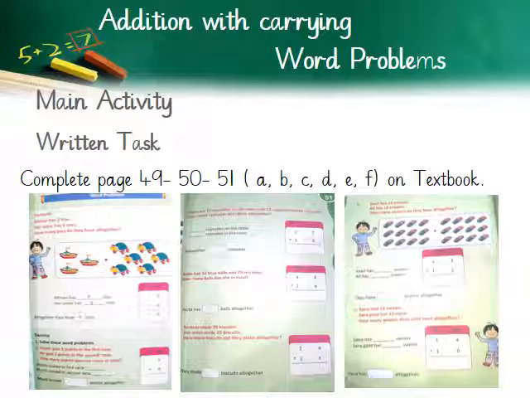Moving towards a written task, you have to do page number 49, 50 and 51, part A, B, C, D, E and F of the mathematics textbook grade 1. I am sure that you can do it very easily and independently. Rather, you will enjoy doing it.